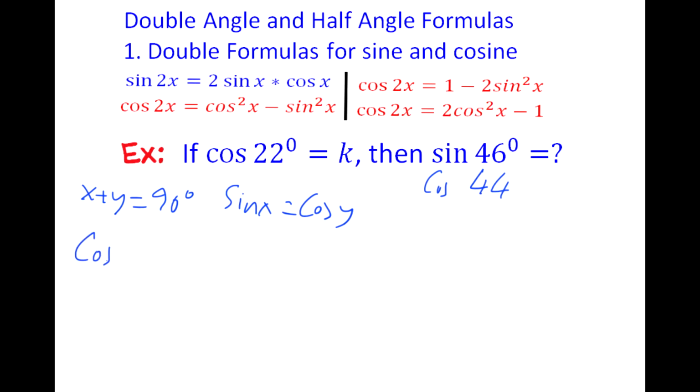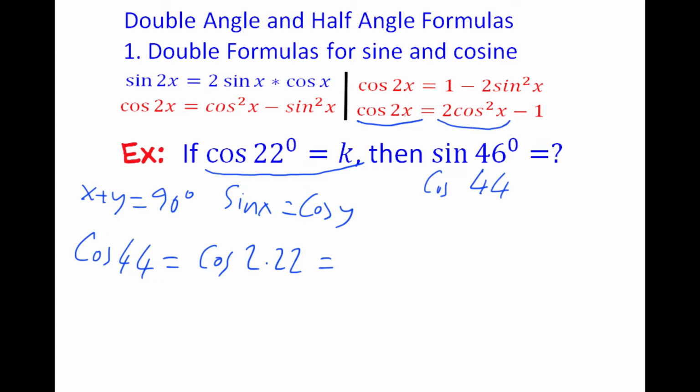And cosine 44 can be written as cosine 2 times 22, right? And cosine 22 is already given to us here. So that means we need to make a relation between cosine 2x and cosine x, which is right over here. And you can think x as 22 here, right? So that means cosine 2 times 22, just put 22 instead of x here. Then it's going to be 2 times cosine squared 22 minus 1.